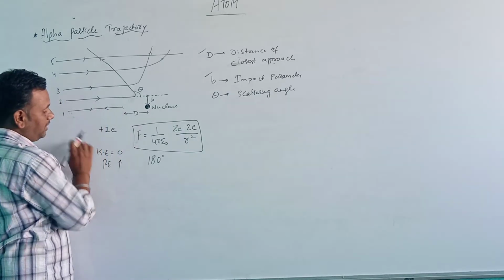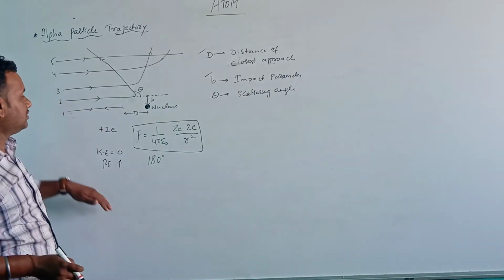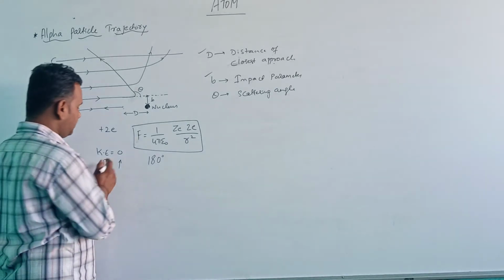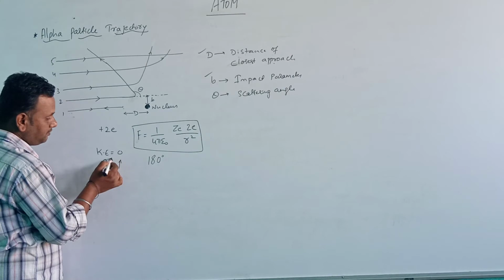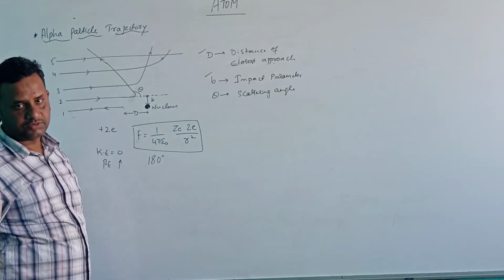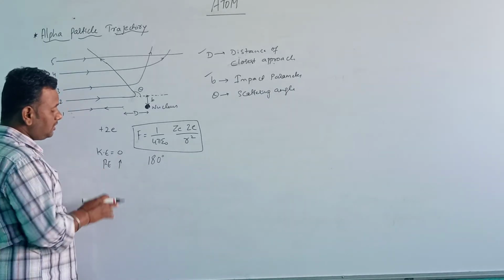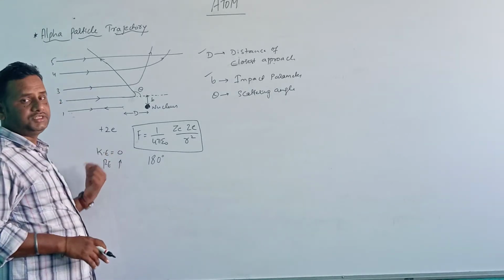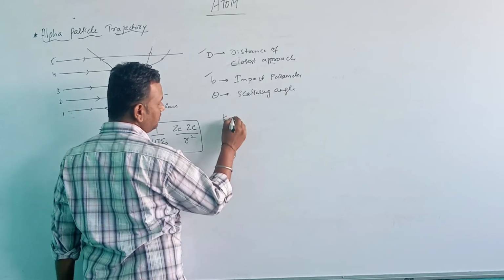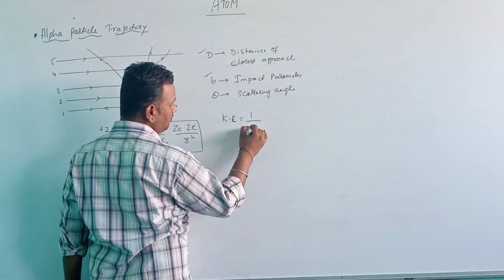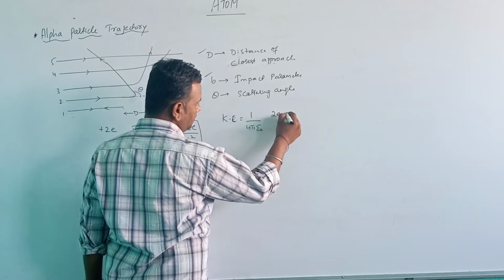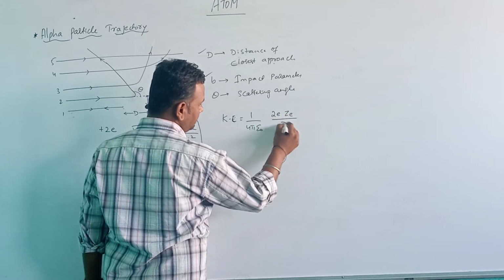So here, when the alpha particle is traveling along the straight line, its kinetic energy at this distance becomes 0 and the potential energy is increased. Now what will be the kinetic energy? The initial kinetic energy is written as kinetic energy equals 1 by 4 pi epsilon naught times 2Ze squared divided by d.